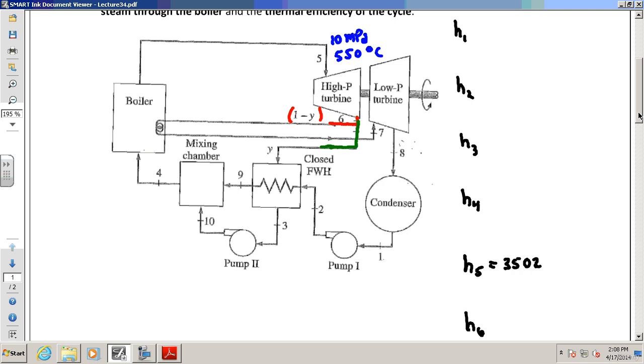3502 kilojoules per kilogram. You look that up based upon the known information on state 5, which is given in the problem, and I wrote it in blue up there just so we all see it. Okay, so that's 1. I need 10 of them, but I got 1. Anything else we can see?